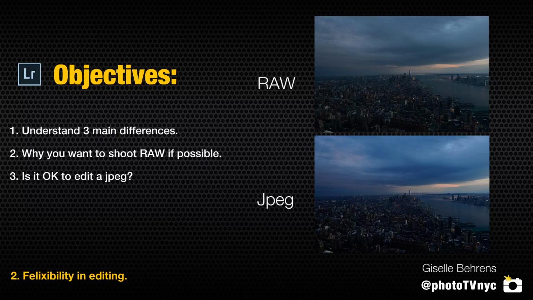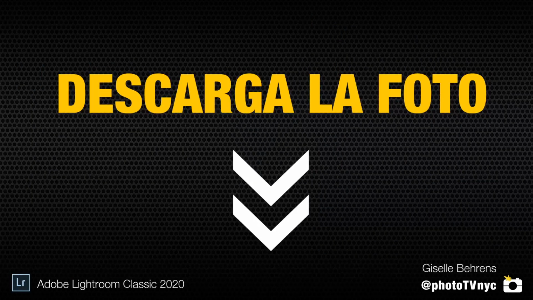Check out on the screen what our objectives for today are going to be. We are going to understand what the three main differences are between shooting RAW and shooting JPEG. We're going to see why, as a photographer, you want to be shooting RAW if possible, and is it actually okay to edit a JPEG? Well, let's check it out.